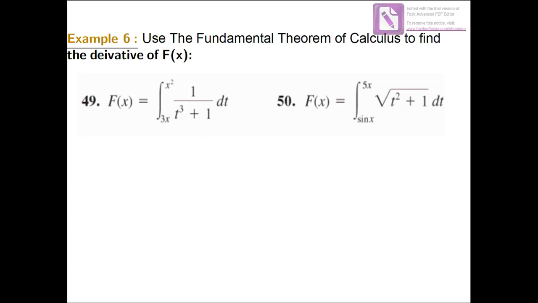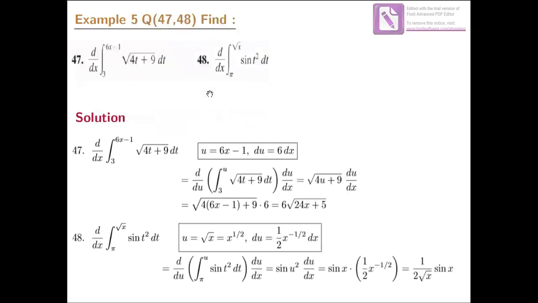Then we have example number 6. Use the fundamental theorem of calculus to find the derivative of f(x). Here f(x) is equal to the integral of 1 over t cubed plus 1, where t goes from 3x to x squared. Here we are asked to find the derivative, so we need to find f prime of x. So it will be d over dx of the integral of 1 over t cubed plus 1, where t goes from 3x to x squared. We cannot apply the fundamental theorem of calculus directly here, because we need a constant as the lower limit, and here we have the variable x.